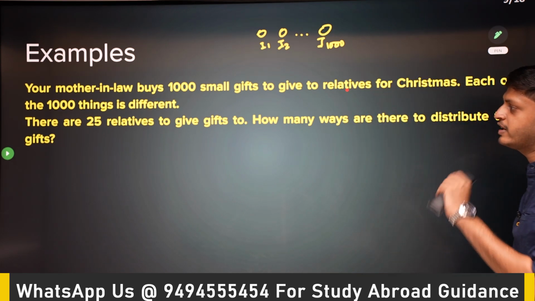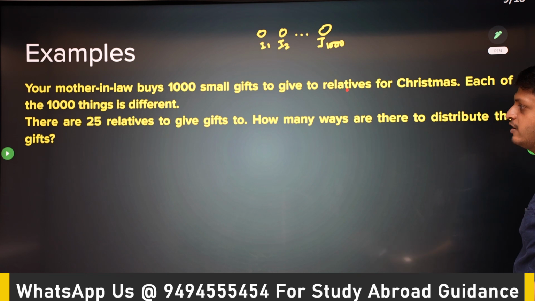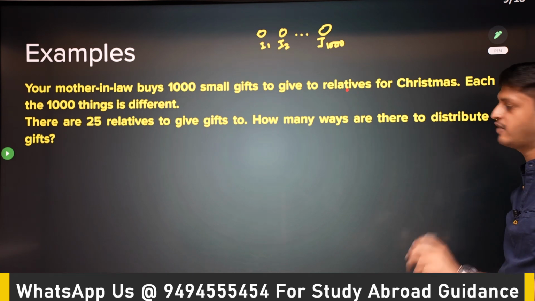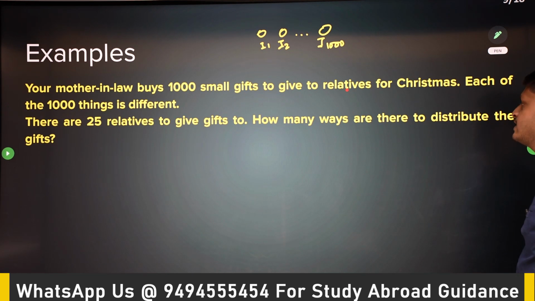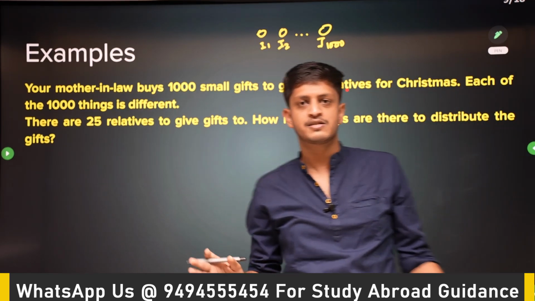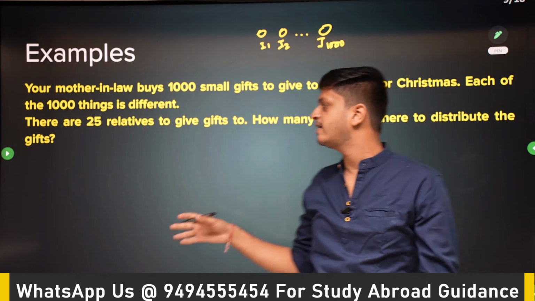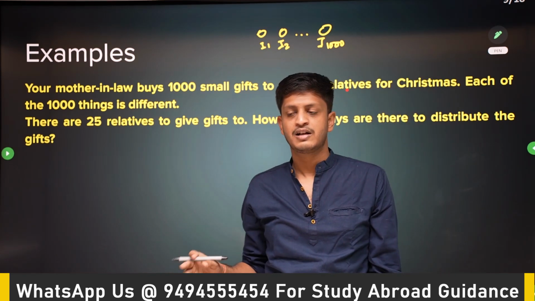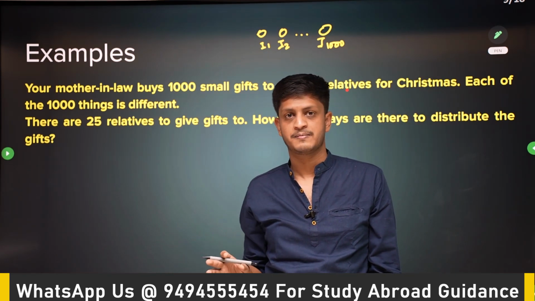There are 25 relatives to give these gifts to. How many ways are there to distribute the gifts? Okay, so nothing is mentioned. So basically any relative can get any number of items and all the items are different.